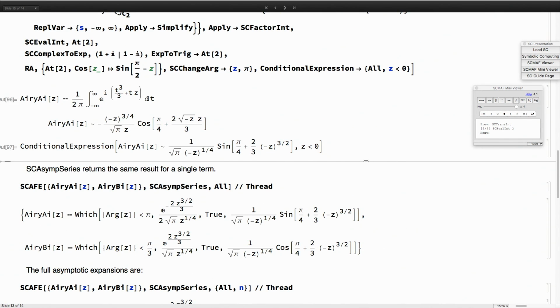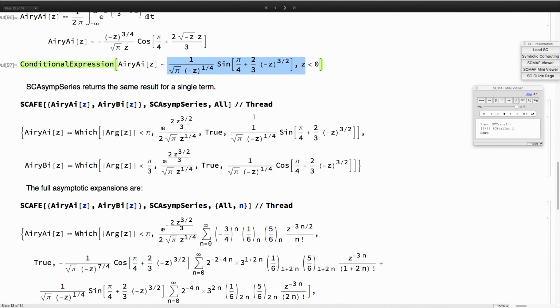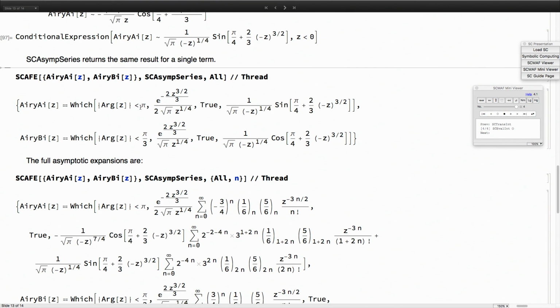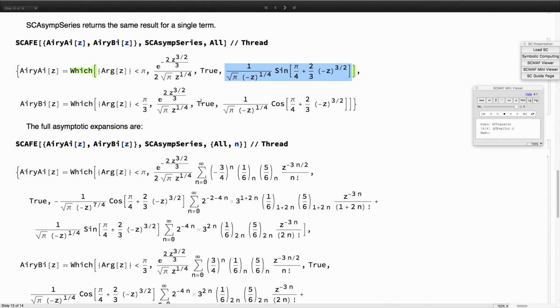area I is when x is negative, it is given by this term. And the AsymptoticSeries function returns the same result when the argument of x is less than pi. So for x not real negative, this is true for all complex x other than the real negative axis. It is given by this, and on the negative real axis, it is given by this. And the Airy Bi is more restricted. So for this condition, it's given here, and this for the negative real axis is given by this.